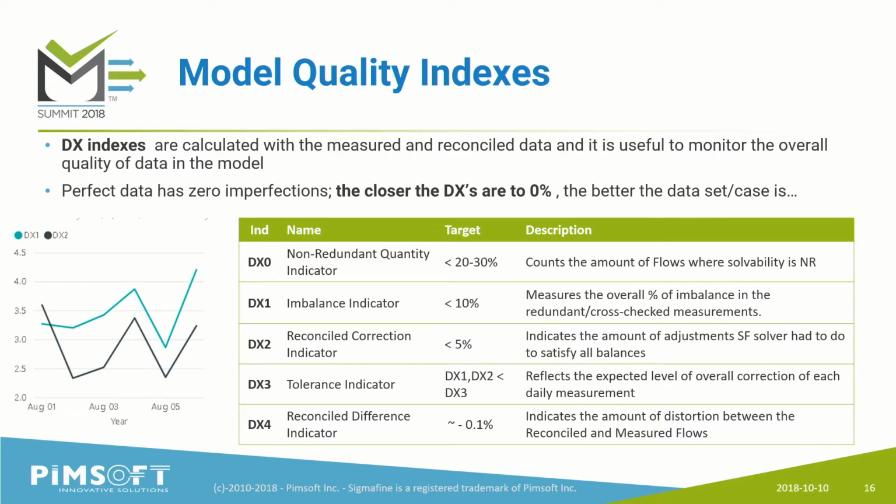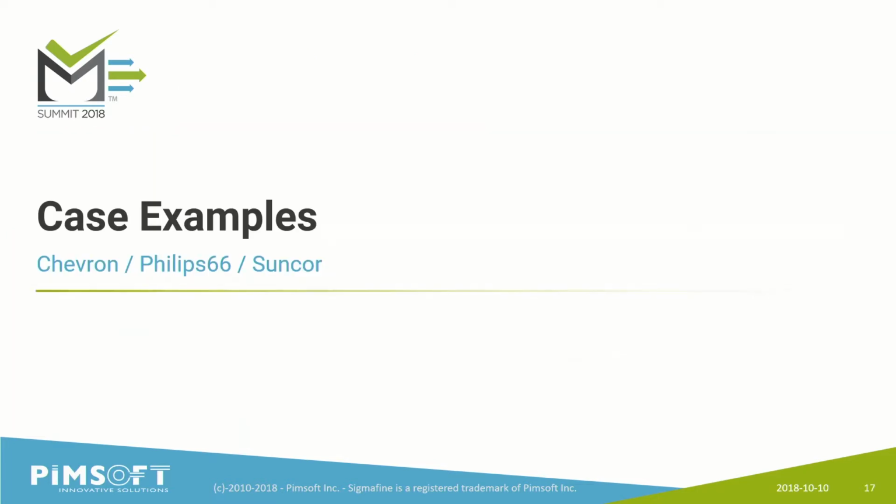DX1 is another KPI that summarizes the overall quality of the model by examining the imbalance in all balance points as a ratio of the redundant measurements. The target value is below 10%, and this DX is very strongly correlated with the data quality of our facility. DX2 indicates the amount of adjustment that the Sigmafine solver had to make in order to satisfy all balances. So Katia can introduce some examples.